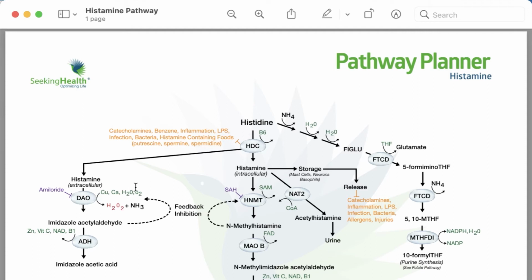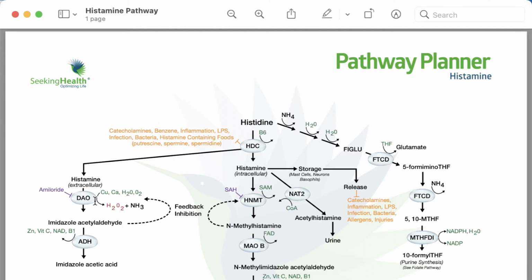And the DAO enzyme metabolizes the histamine found outside the cell. So this mainly occurs in the gut, where the DAO enzyme metabolizes histamine ingested from food, as well as the histamine that's getting released from the gut bacteria, from the dysbiosis, the yeast, the Candida, the SIBO.